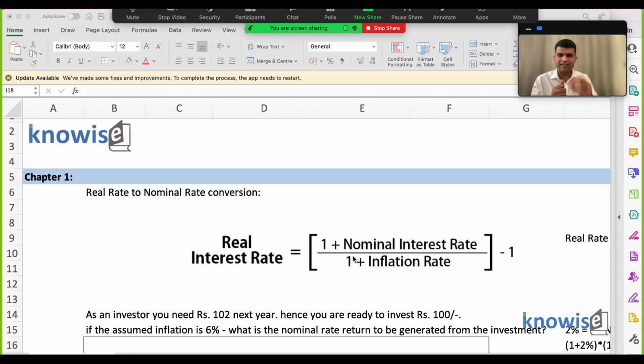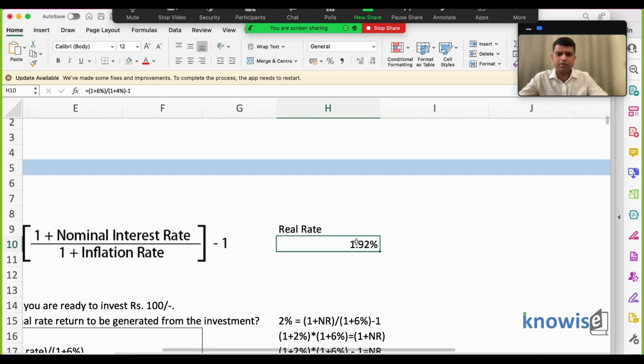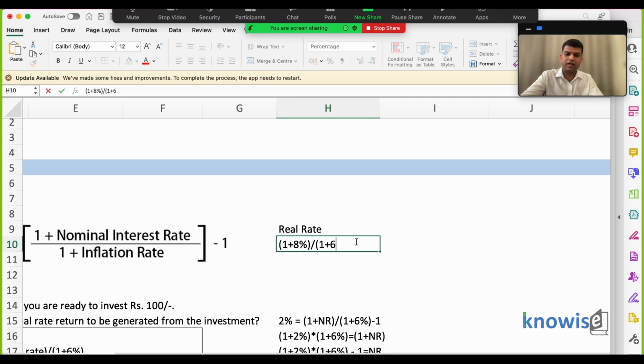But interestingly, there is a separate formula for arriving at this real rate. What does the formula say? In simple terms, real rate is equal to 1 plus nominal rate, that is your investment rate, divided by 1 plus inflation, whole answer minus 1. So in this example, what we just assumed, 1 plus 8%, close the bracket, divided by 1 plus inflation, our assumption is 6%, the whole answer minus 1.